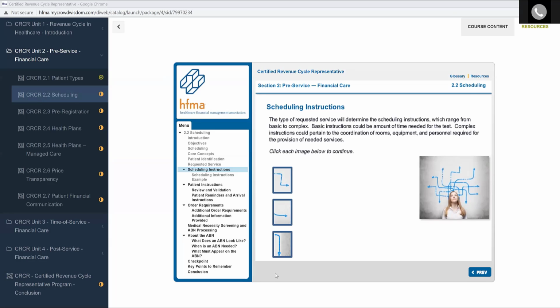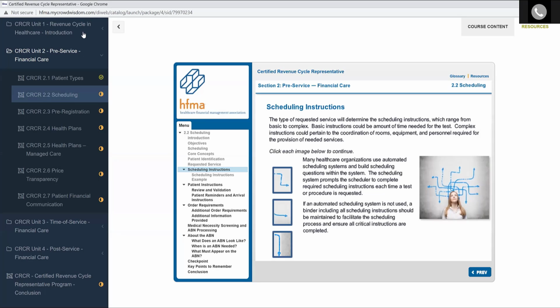I have it up on my computer too, Christy, so whenever you're clicking, if I'm going too fast, tell me. Many healthcare organizations use automated scheduling systems and build scheduling questions within the system. The scheduling system would prompt the scheduler to complete the required instructions based on the test or the procedure that is requested. The questions would come up and they would be able to complete them as they were going through, based on what was ordered.